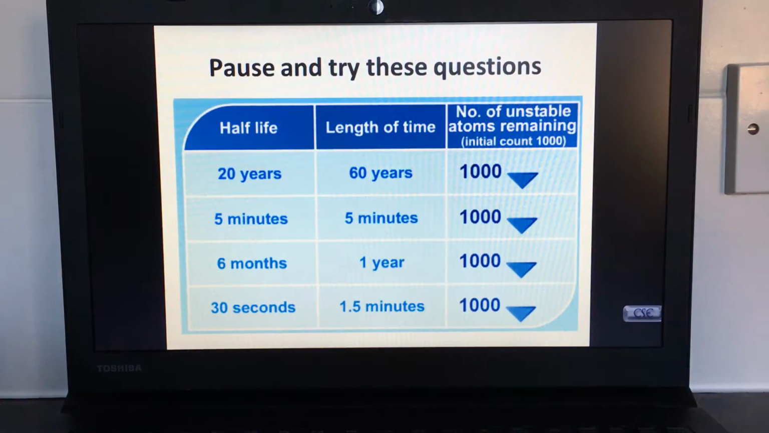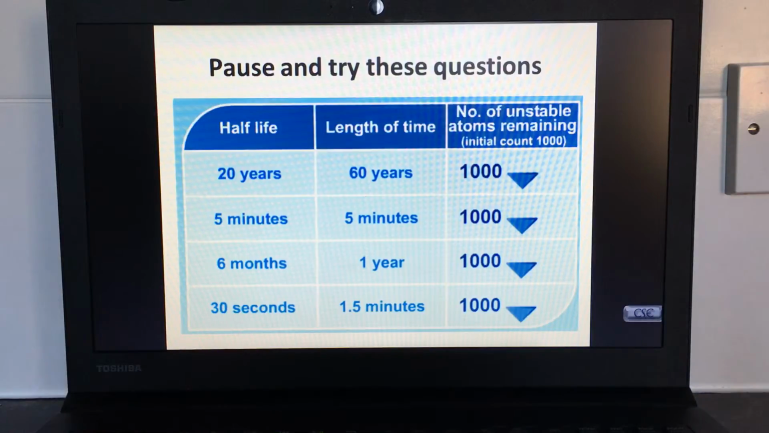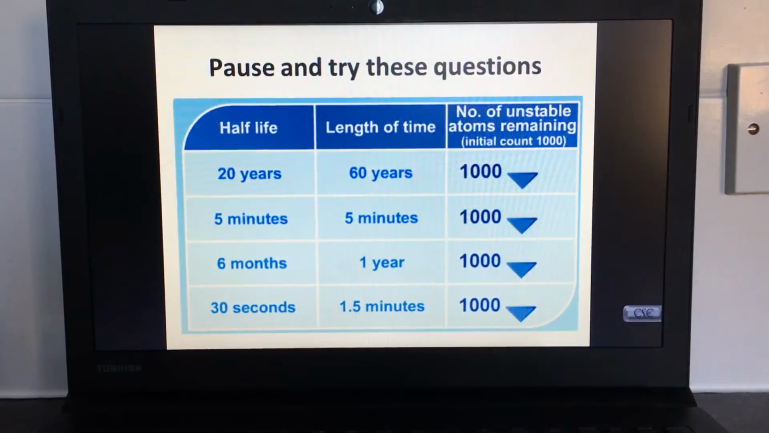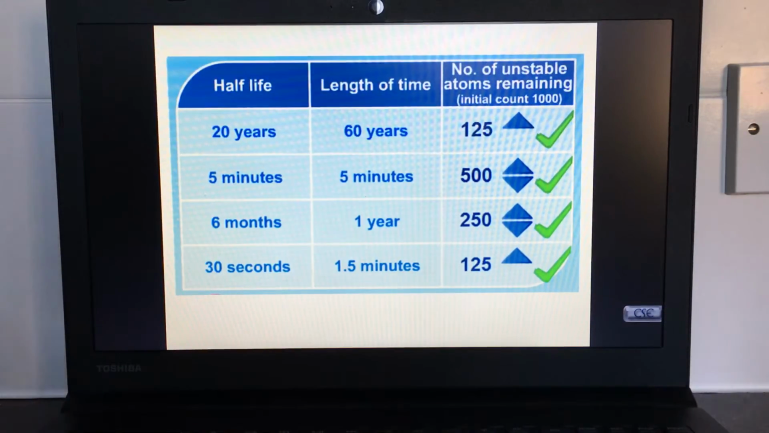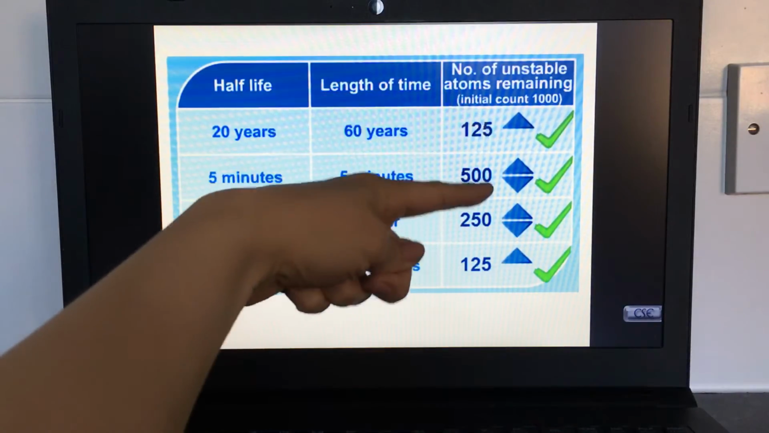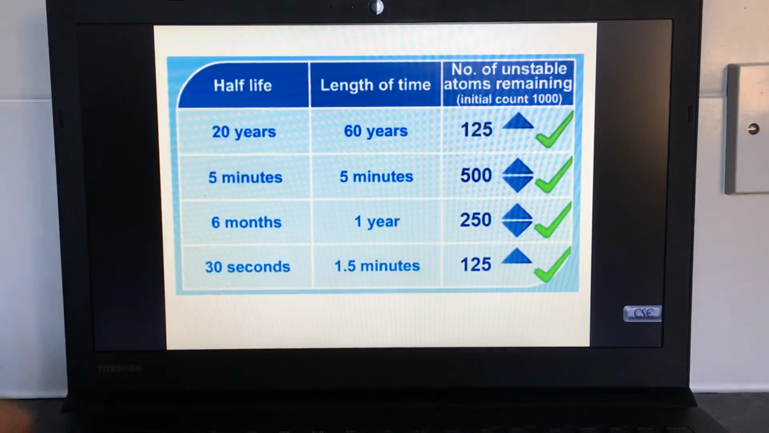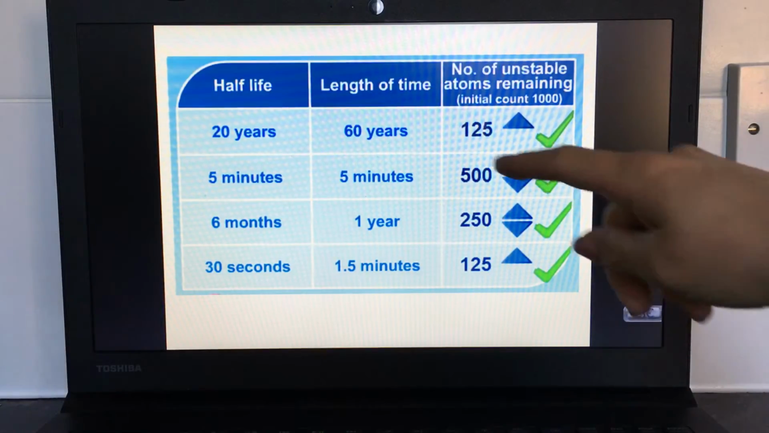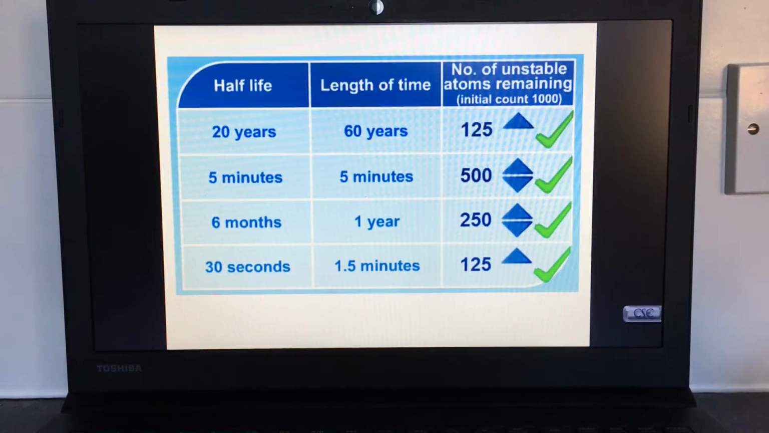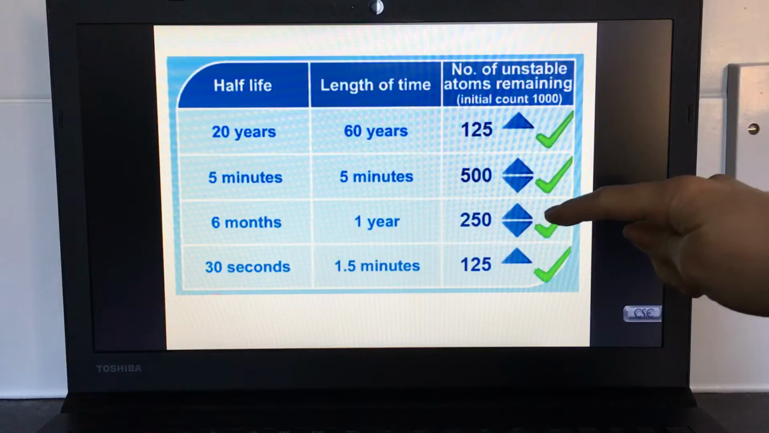So if you want to try the remaining three, pause it, and I'm going to go on to the answers for the other ones. As you see here, if the half-life was 5 minutes and it had been 5 minutes, from 1,000 it would drop to 500. If the half-life was 6 months and it had been a year, well, 6 months and 6 months means it's been 2. So the first 6 months it dropped to 500. The second 6 months, so a year, it would then drop to a quarter or 250.